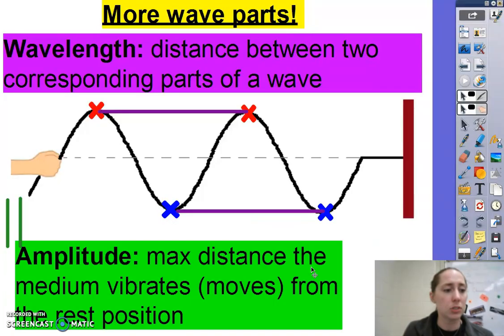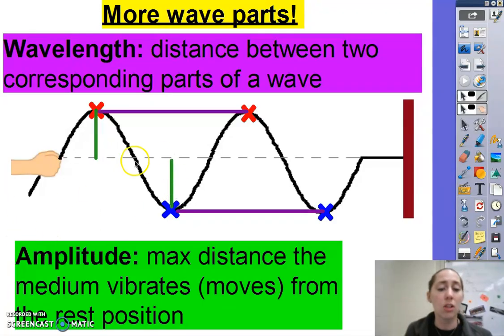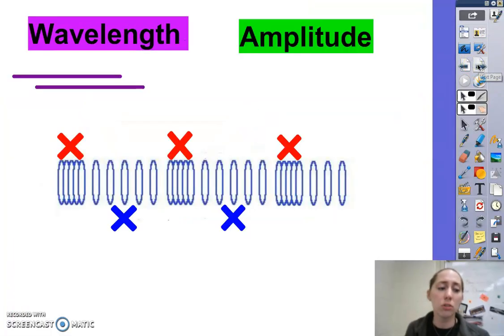Now, amplitude is measuring the distance from the rest or the midline to the highest point, the crest, or the lowest point, the trough of a wave. It will be the same no matter if you measure up or down, as long as you're going to the furthest most point. Now, on a longitudinal wave, this looks a bit different, but is still quite similar.